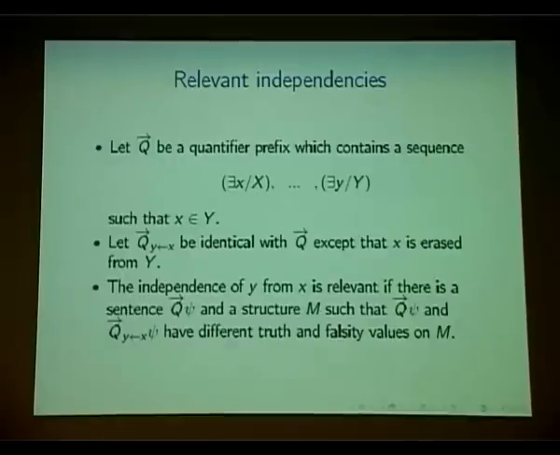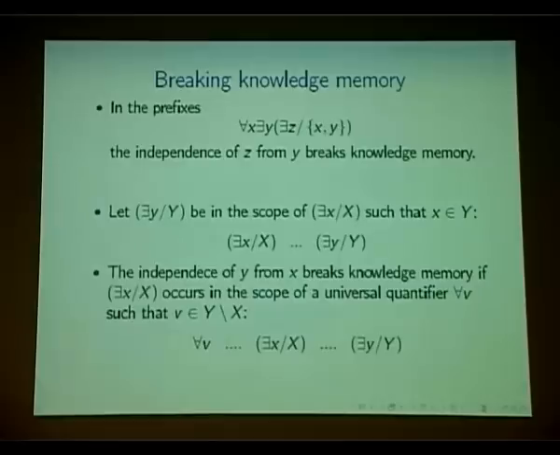So in this second formula, the sequence of quantifiers Q, and the index there just means that y is no longer independent of x. So when we erase the independence, then they have different truth values. So it makes a difference. That is, so it's relevant.